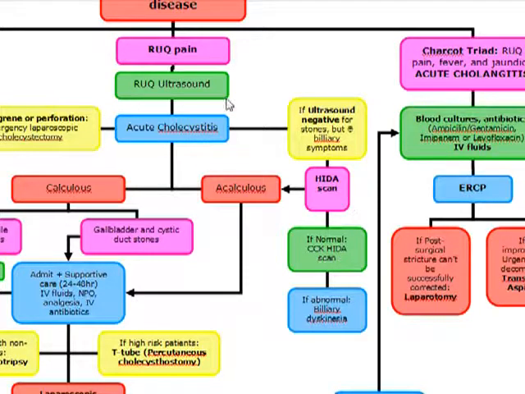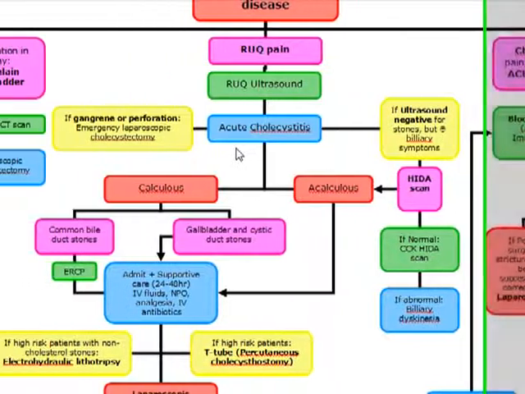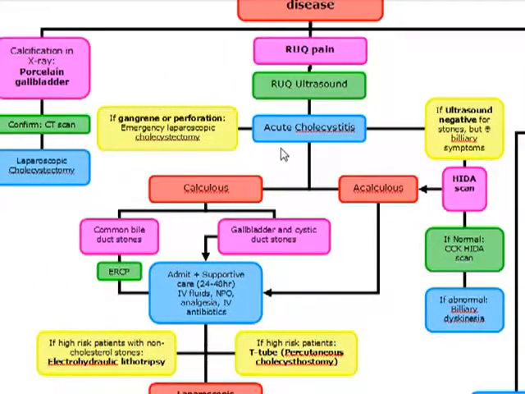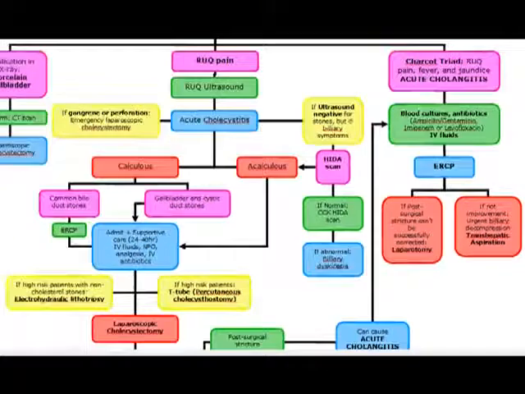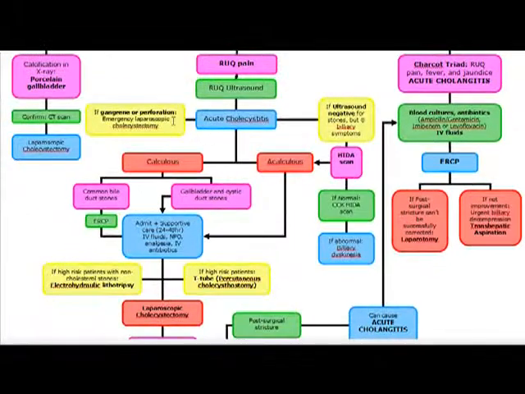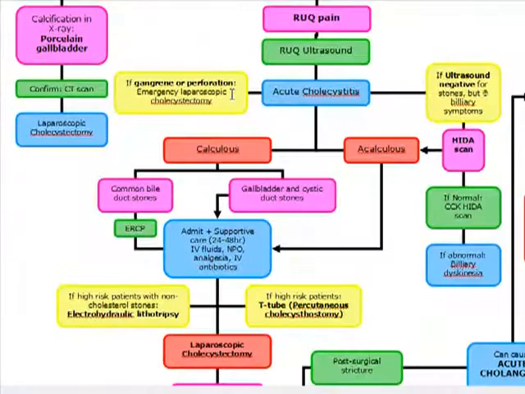Now, when we've diagnosed acute cholecystitis, if on the ultrasound we see gangrene or perforation, how can this present? This can present with generalized peritonitis or emphysematous cholecystitis. If we see any of these, it's going to show us gangrene or perforation, and at this point we're going to have to do an emergent laparoscopic cholecystectomy. So if it's gangrenous or it's perforation shown by emphysematous cholecystitis, we're going to do an emergency laparoscopic cholecystectomy.